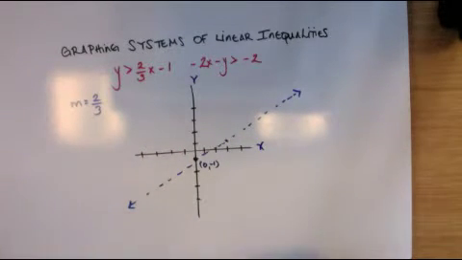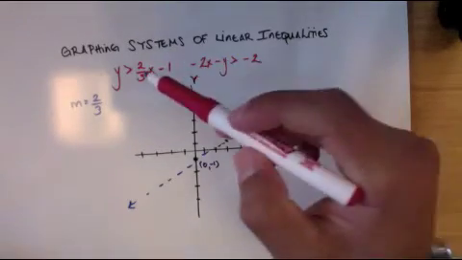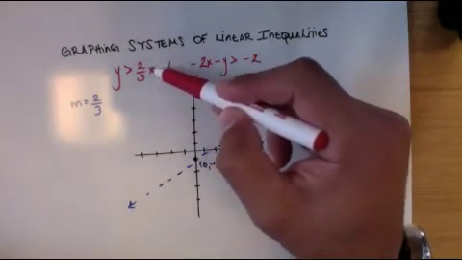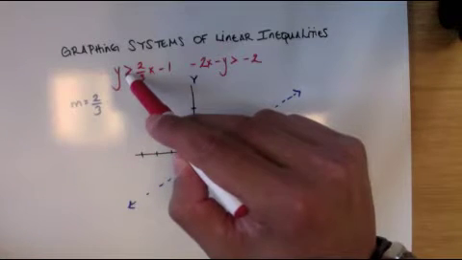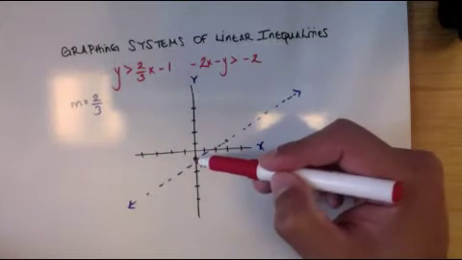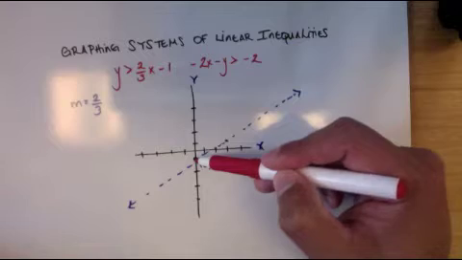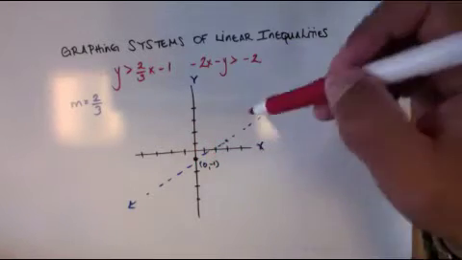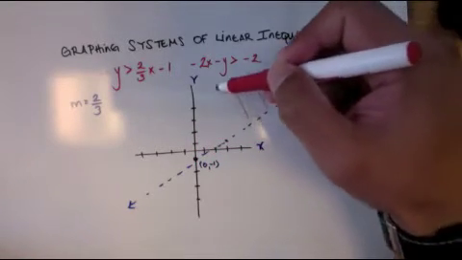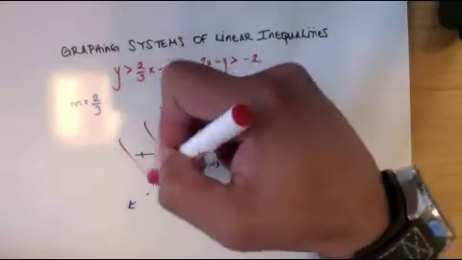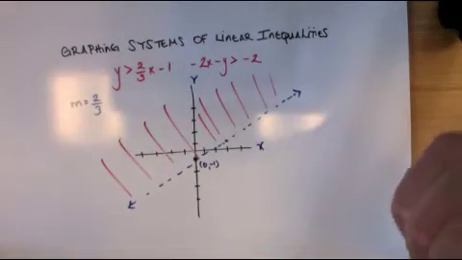Now the last thing we have to do is shade. So am I going to shade the top or the bottom? So remember, we cover up the x. So what number is greater than -1? Well, here's -1. What numbers are greater than -1? 0, 1, 2, 3. So it's this part up here, top part. Okay? So that's pretty easy.